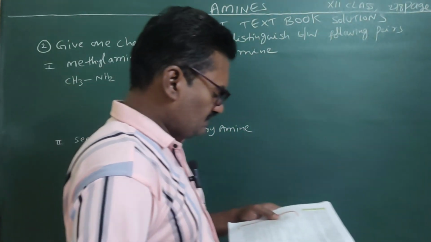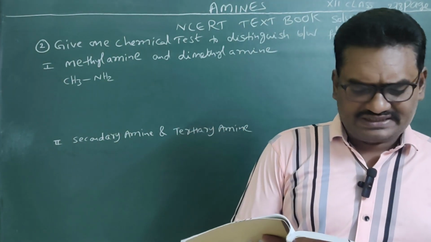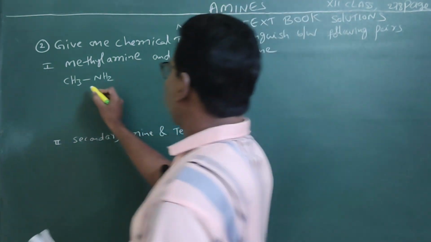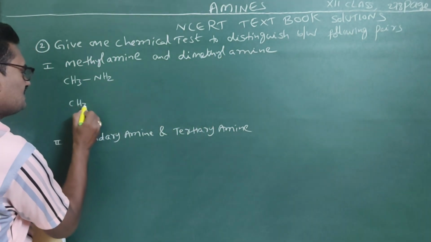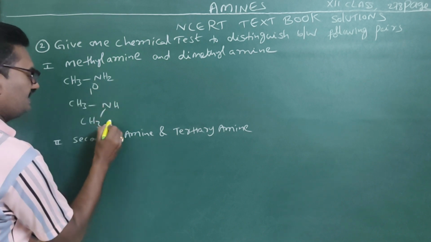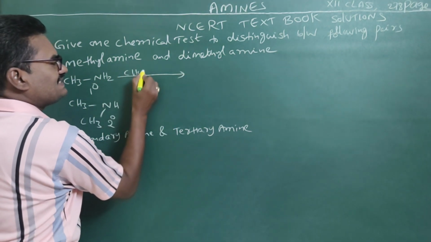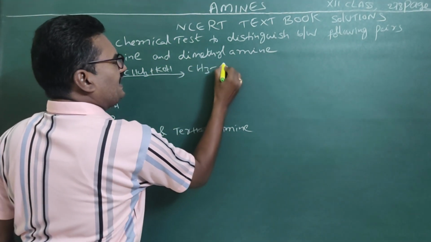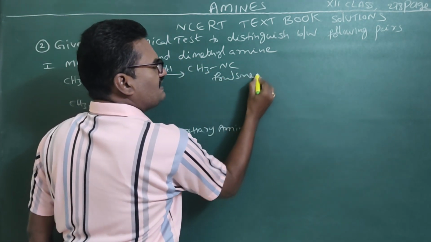Next one, second question. Give one chemical test to distinguish between the following pairs of compounds: methylamine and dimethylamine. Methylamine is CH3NH2, and dimethylamine is CH3NHCH3. So one is a primary amine, the other is a secondary amine. By adding CHCl3, chloroform, plus KOH to the primary amine, methyl isocyanide is formed, which has a foul smell, a bad smell.